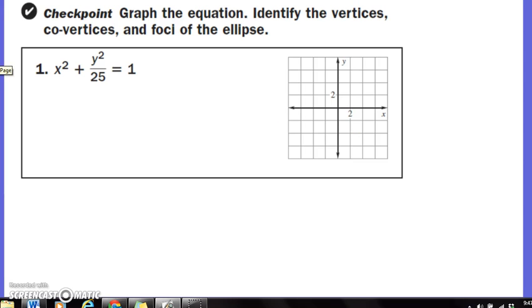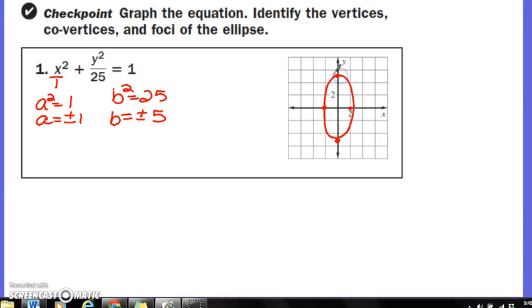Here we have this equation. This one's easy. Remember, you can put a 1 under here. So we know that a squared equals 1, so a is going to be plus or minus 1. b squared equals 25, so b will equal plus or minus 5. And then b is our major axis, it goes with the y. So 2, 4, 5, and here we're at 1 and 1.